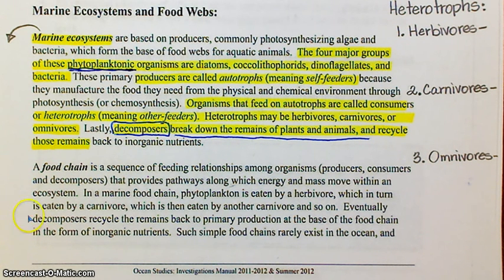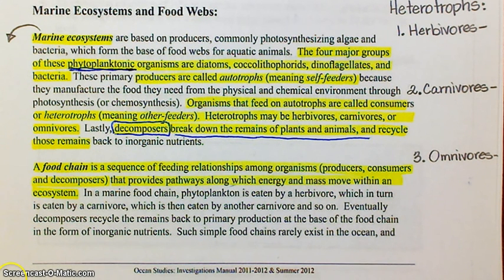Okay, what I want you to do is you need to highlight this sentence right here. A food chain is a sequence of feeding relationships among organisms, like producers, consumers, and decomposers, that provides pathways along which energy and mass move within an ecosystem. Okay, if you'll do that for me now. Okay, so that's what page 1 should look like.